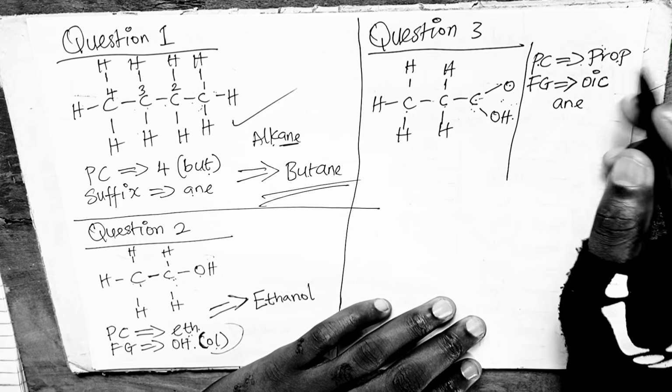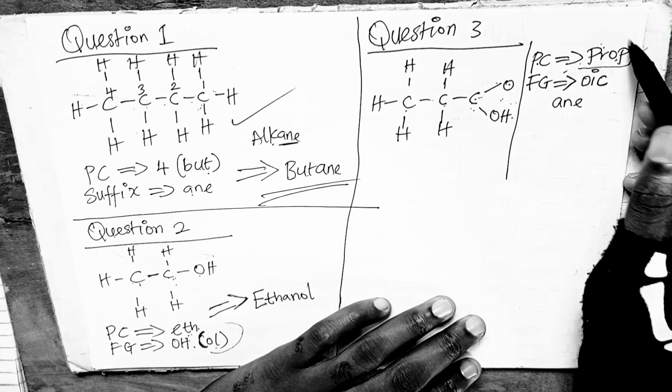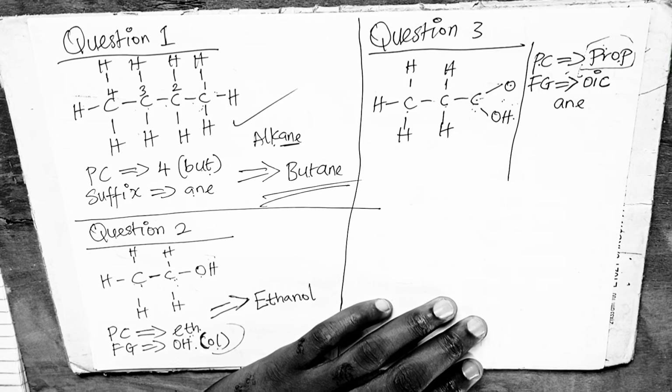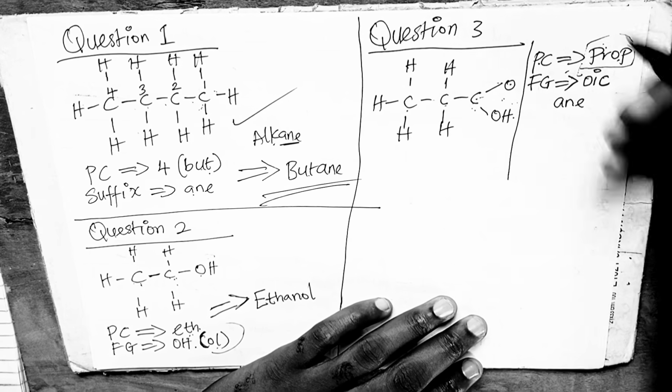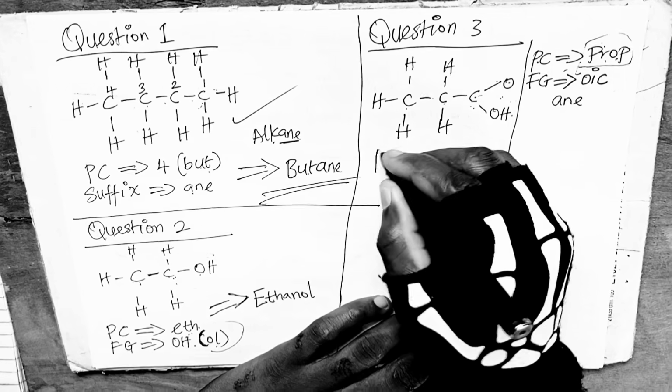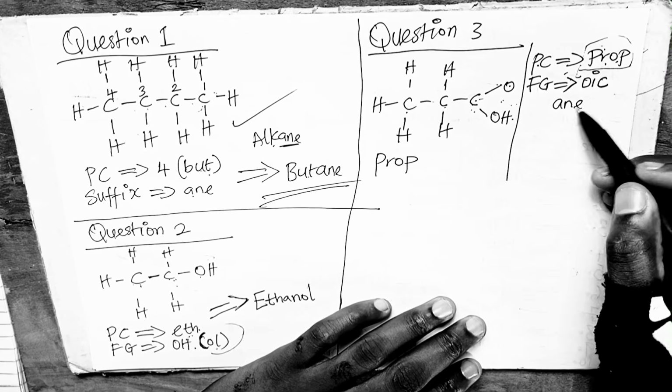Remember to always put it in alphabetical order. But because here we have only one prefix and one suffix, there is no need for alphabetical order. Just bring your prefix and your suffix together, and you get the name. So what is the prefix? Prop. What is the name of the hydrocarbon?